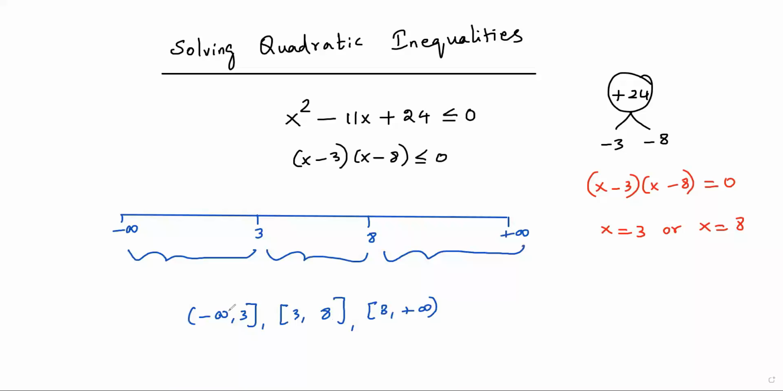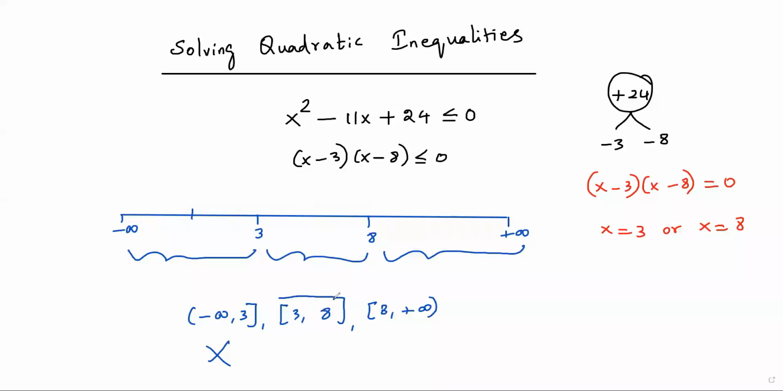Okay, now let's take a random value in the first interval, negative infinity, 3. So obviously it's 0. If you take 0 for x, it will be easier for us to check whether value 0 satisfies this inequality or not. When you plug in x equal to 0, this one will become negative 3 and this one will become negative 8. Negative 3 times negative 8 is positive 24, less than or equal to 0, it's false. Because any positive value can never be less than or equal to 0. So the first interval, negative infinity, positive 3, does not satisfy the given inequality.